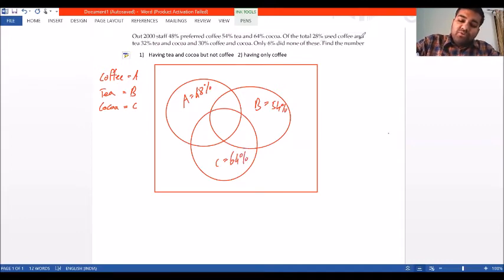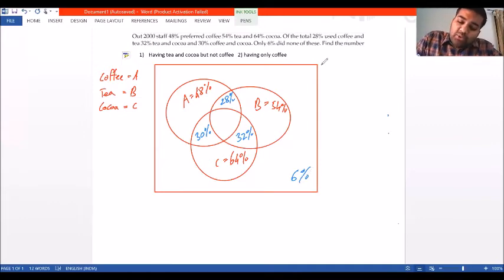28 percentage used coffee and tea. Coffee A and B means A intersection B is equal to 28 percentage, and B intersection C is 32 percentage, and C intersection A is 30 percentage. Only 6 percentage did none of these. So under the universal set it has some 6 percentage left off.